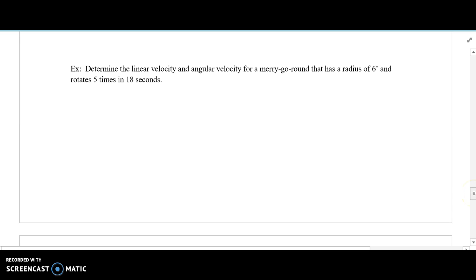Example. So we're on a merry-go-round. It has a radius of 6 feet, and it rotates 5 times in 18 seconds. We're going to look for the linear velocity and the angular velocity. So for the linear velocity, it's going to be arc length divided by time. And for our arc length in this case, we have a radius of 6 feet. And we're going around 5 times. So we're taking 5 times 2 pi. If 1 revolution is 2 pi, then 5 revolutions is 5 times 2 pi. And that's happening in 18 seconds.